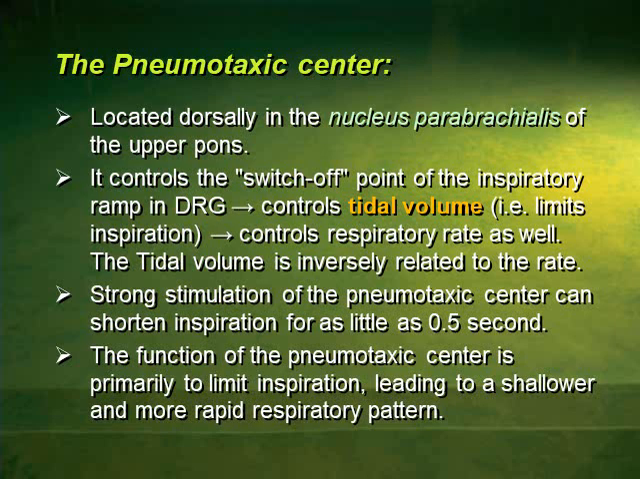How powerful is the pneumotaxic center? It can send a very powerful inhibitory effect to the dorsal respiratory group. Strong stimulation of the pneumotaxic center can shorten inspiration to as little as 0.5, or half a second. Remember, inspiration normally takes about 2 to 2.5 seconds. The function of the pneumotaxic center is primarily to limit inspiration, leading to a shallower and more rapid respiratory pattern.